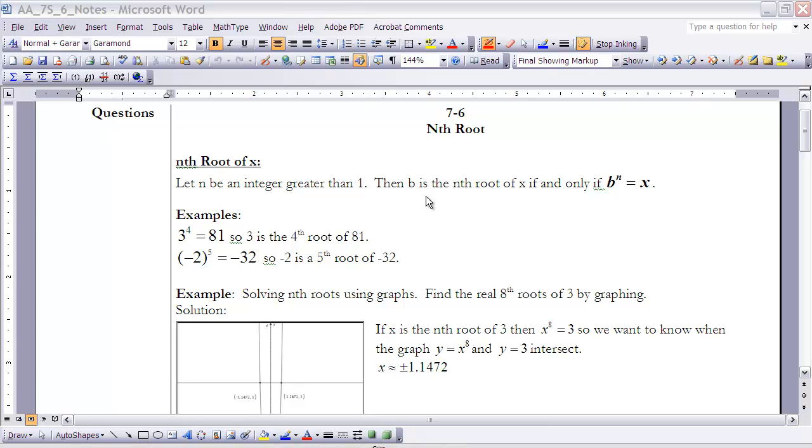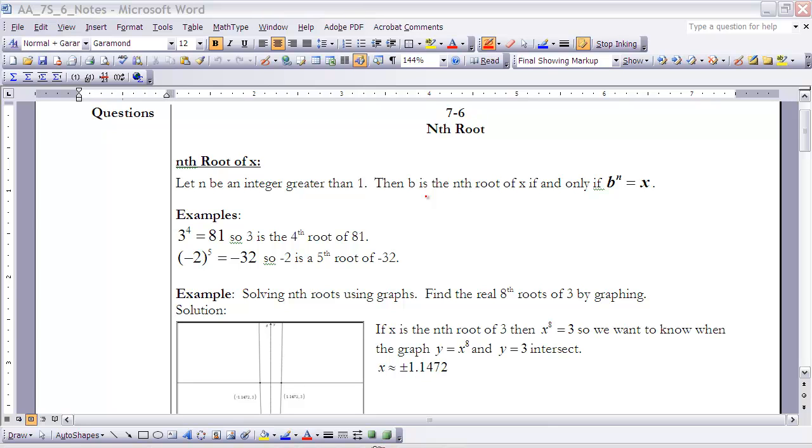This is the notes for section 7.6, nth root. If you haven't done so already, please make sure you pause the video at this time and read the section before continuing on.